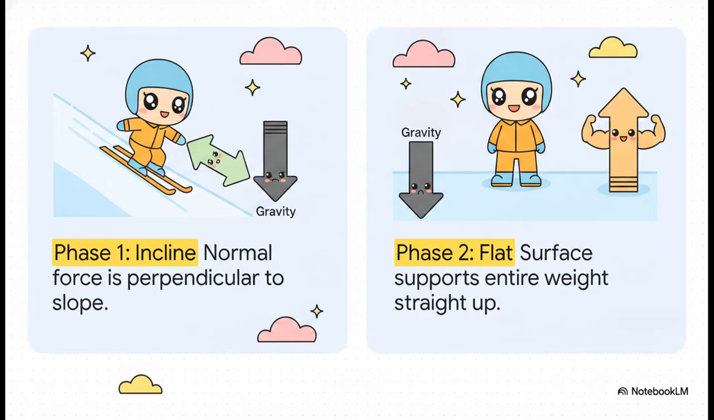We really need to split this trip into two distinct parts, Phase 1 on the slope and Phase 2 on the flat ground. The big, crucial conceptual difference here comes down to the normal force, basically how hard the snow is pushing up against the skis. On the slanted slope in Phase 1, the snow only pushes back perpendicularly to the angle of the hill. It is not supporting the skier's full weight directly against gravity. But in Phase 2, once they hit flat ground, everything changes. The surface is completely flat, meaning it pushes straight up, taking on the entire weight of the skier.